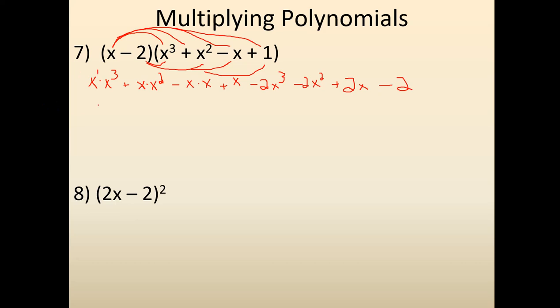So 3 plus 1 is 4. 2 plus 1 is 3. 1 plus 1 is 2. So minus x squared plus x, minus 2x cubed minus 2x squared plus 2x minus 2. So now we're just going to do that whole adding polynomials thing.